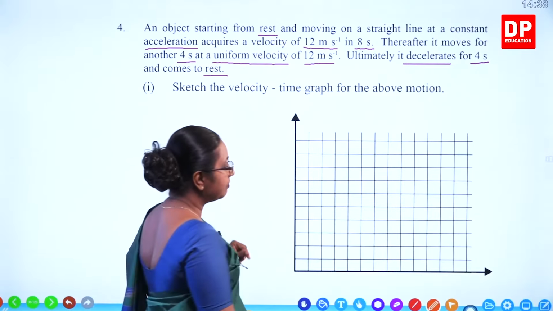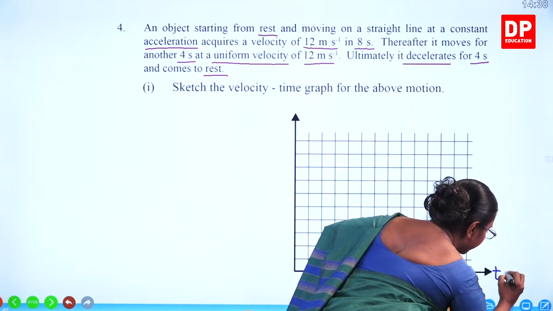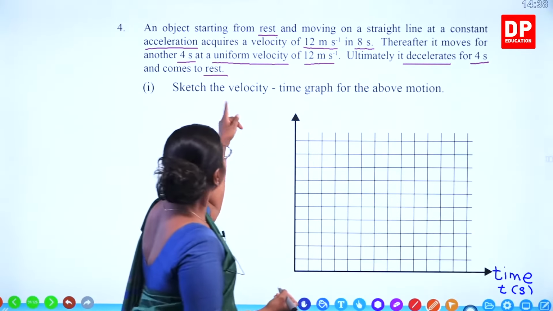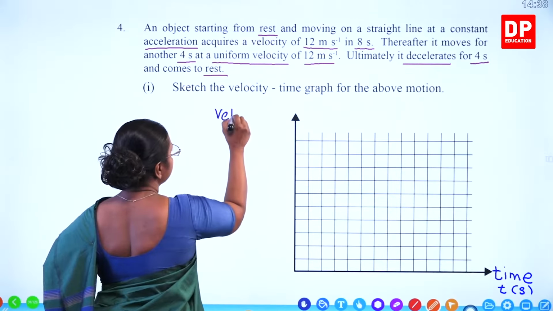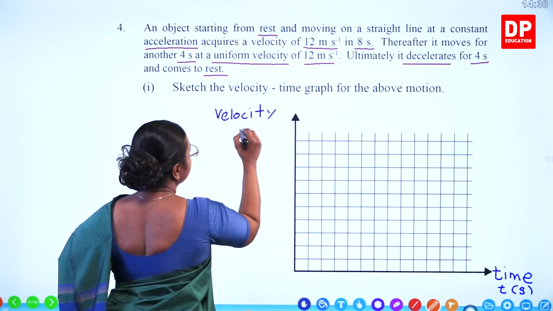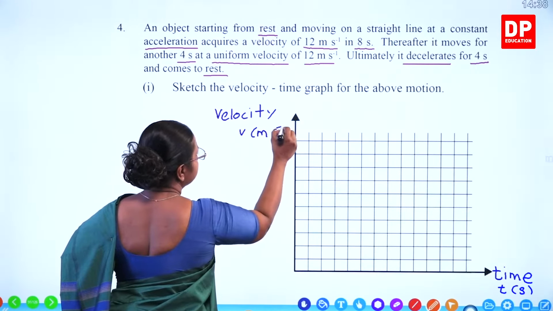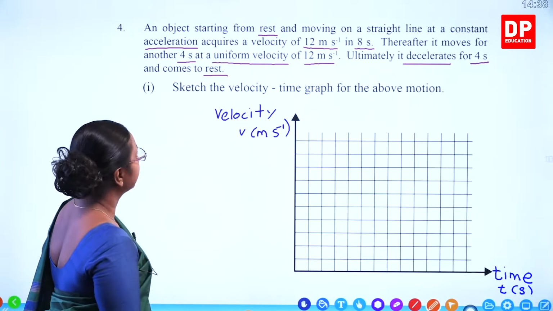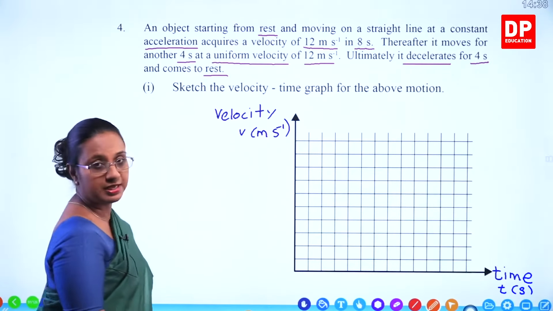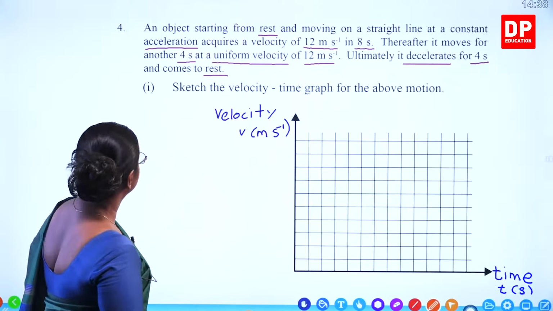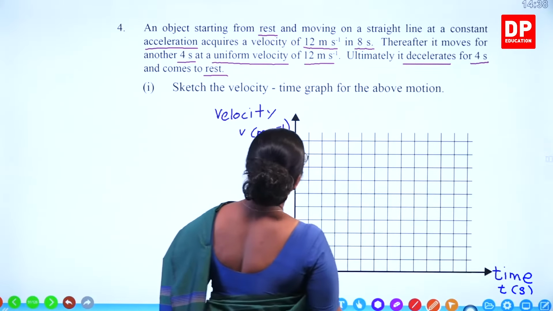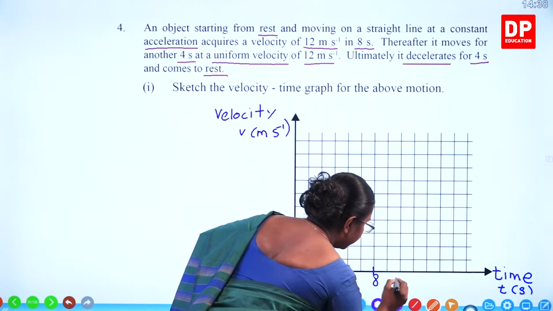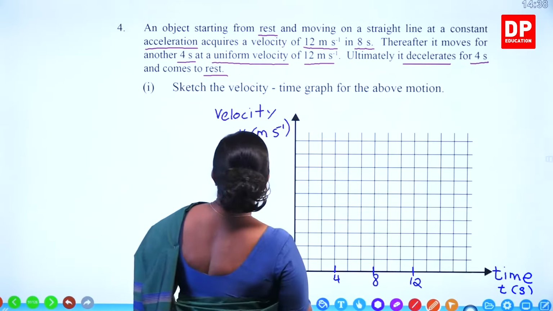So, again, the time goes to the x-axis. We have to label it first. Time t seconds, and velocity in y-axis, velocity v meters per second, and we can mark the values. Initially, in the first 8 seconds, the velocity comes to 12 meters per second starting from rest. So, if I mark the value for the time, 4, 8, 12.